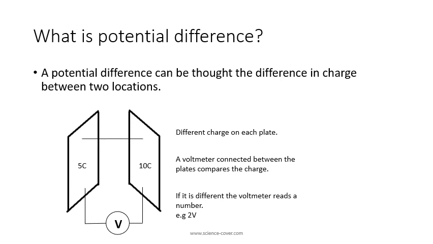What this now means is if I connect a wire between the two plates, electrons will want to move from one plate to another, so a current can flow from the more positive plate to the less positive plate. So in this case, a current will flow from the 10 coulombs towards the 5 coulombs.